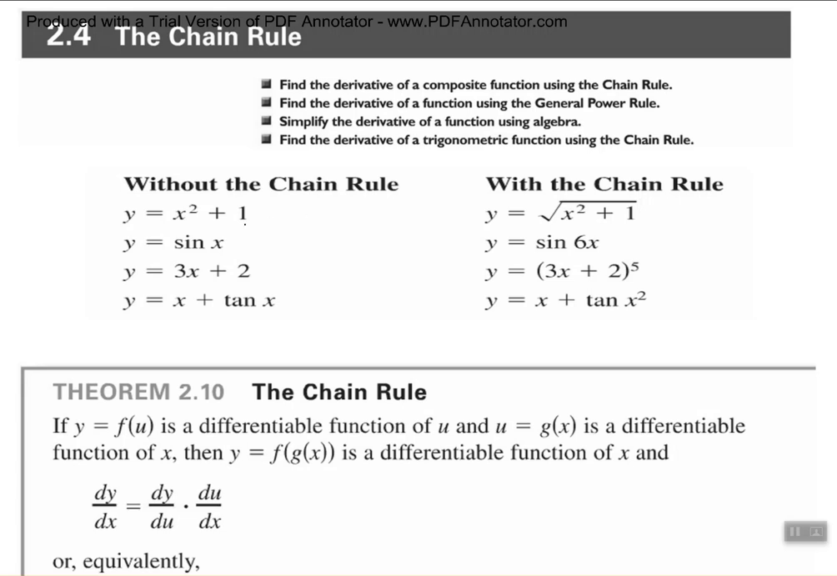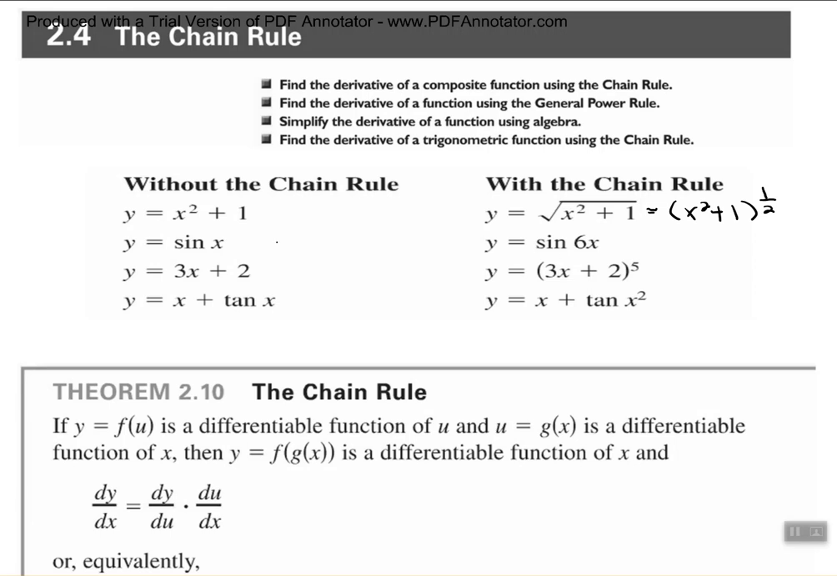So on the right-hand side, we can tell the difference of when we use the chain rule and when we don't use the chain rule. We've seen the single functions y equals x squared plus 1, sine of x, 3x plus 2, and x plus tangent of x. But if we add an extra layer to that, for example, y equals the square root of x squared plus 1, then we use the chain rule or the general power rule, but we'll call it the chain rule. So we would rewrite that in exponential form, and then we would use the chain rule, which we'll go over in just a minute.